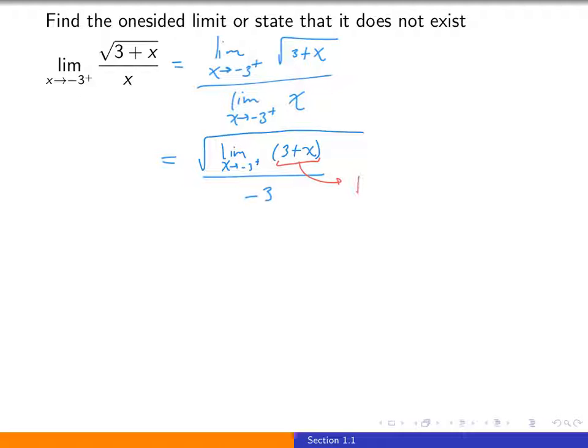And now that we have applied our limit laws, the observation to make is this resulting limit is the limit of a polynomial, which means that we can use the substitution property. And the substitution property tells us that we can simply replace that x with a minus 3. So it's the square root of 3 minus 3, so the square root of 0, over minus 3, which is the number 0.